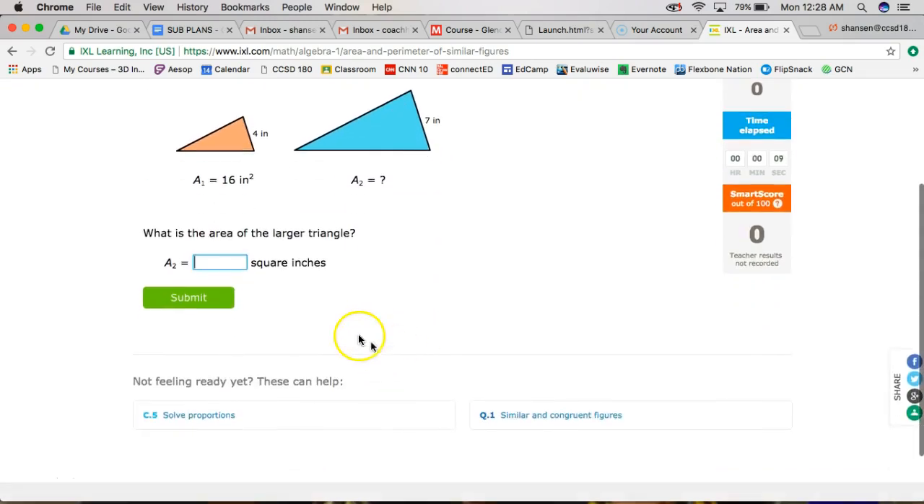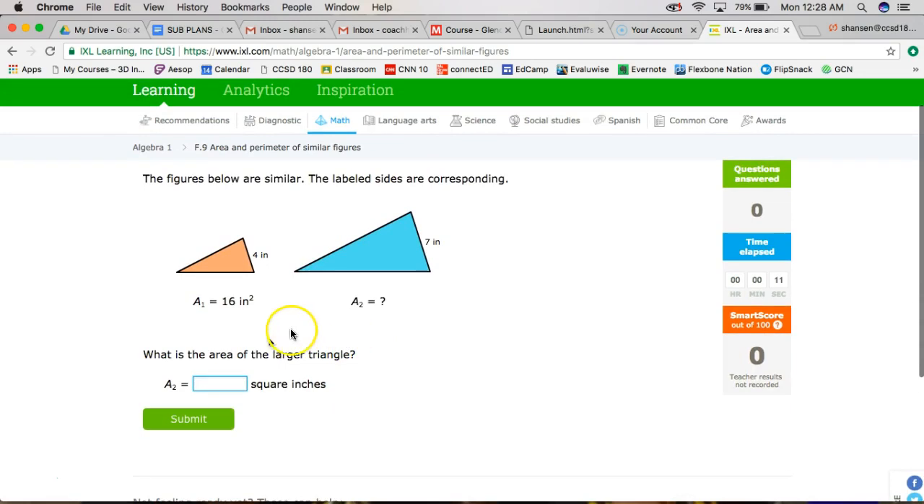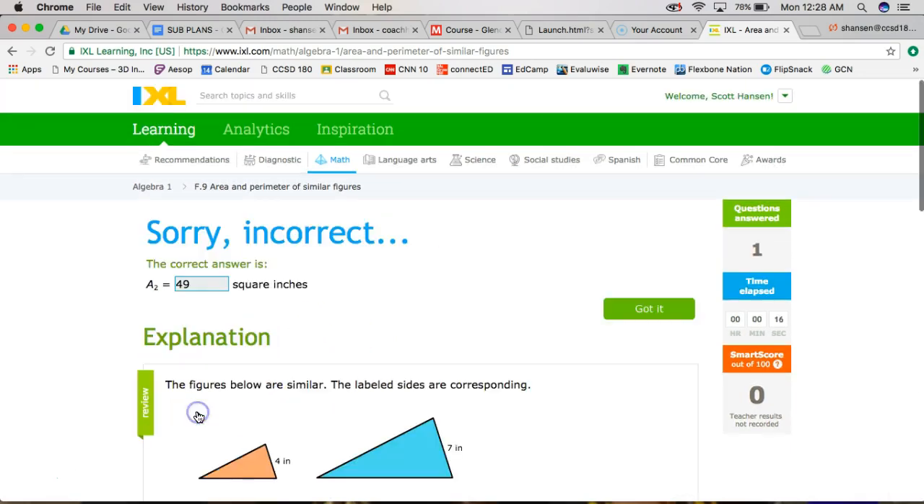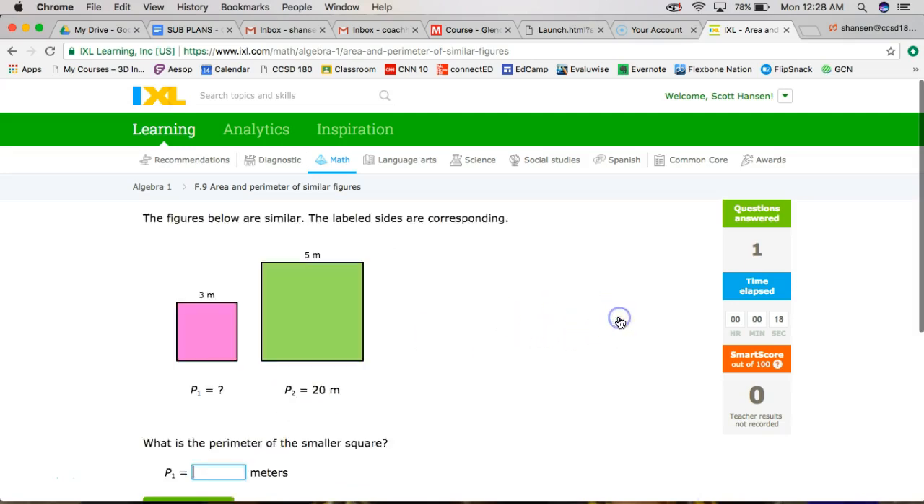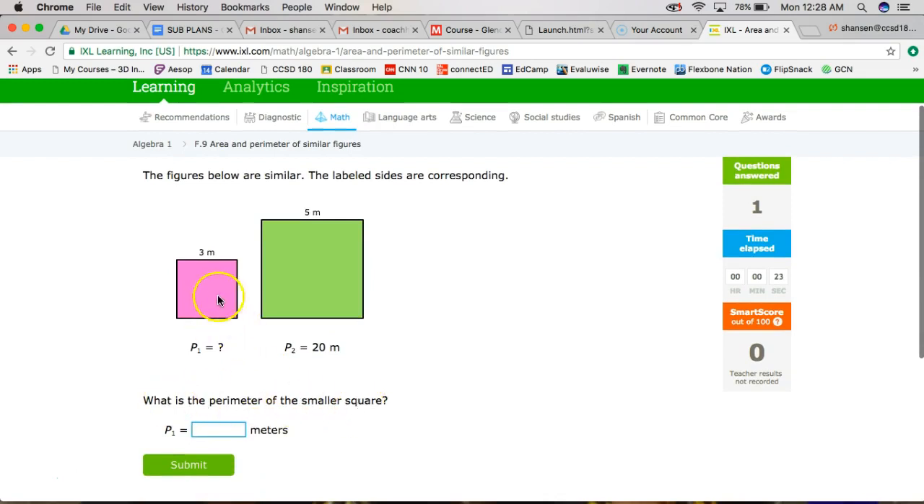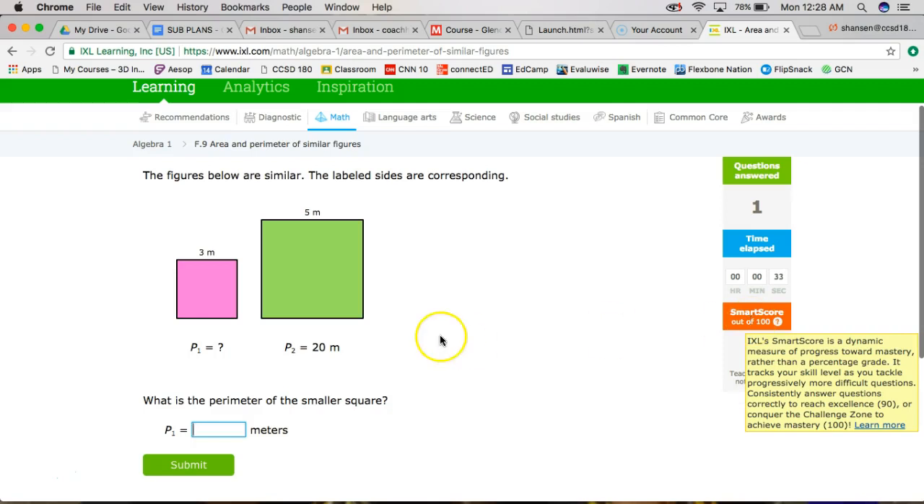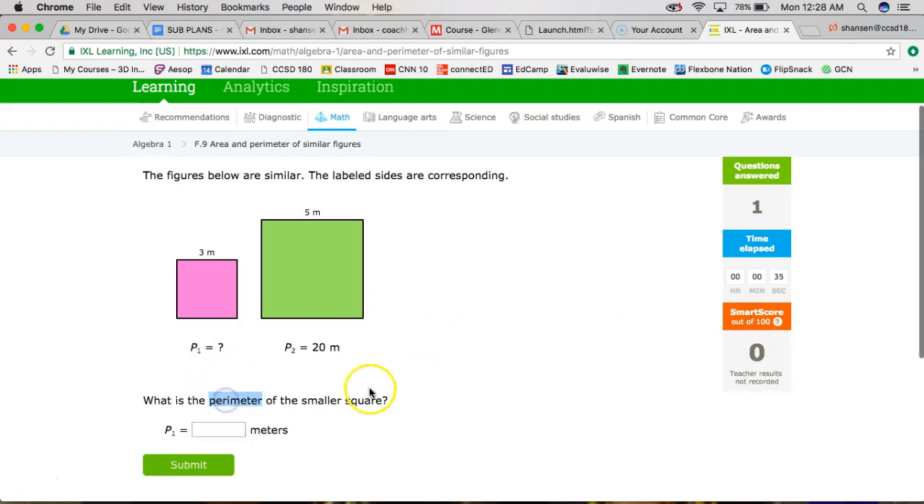These can help solve proportions. Okay, so here's the bummer about this. If you get an area problem, you kind of have to skip it for right now. So I'm just going to put in a 0 and submit. The figures below are similar. What is the perimeter? Okay, so I would play around with some of these perimeter questions. Make sure it's a perimeter question, and I'm really not worried about your SMART score on this right now. So just make sure that you're working on perimeter questions when you finish questions 1, 2, 3 on page 573.